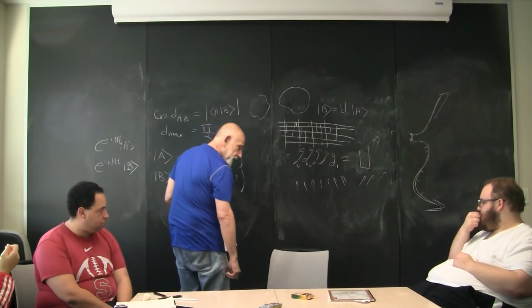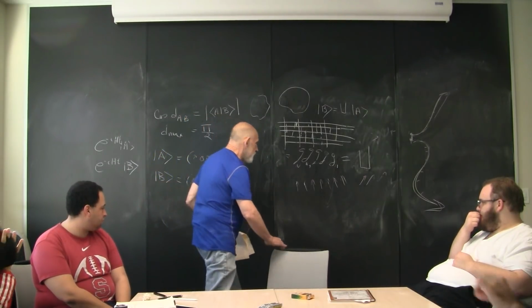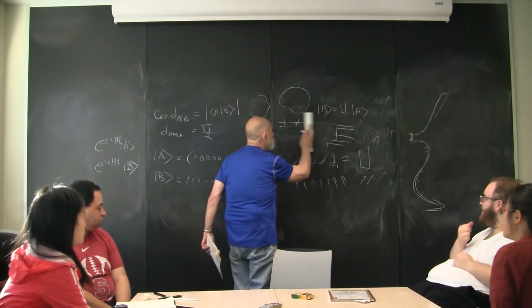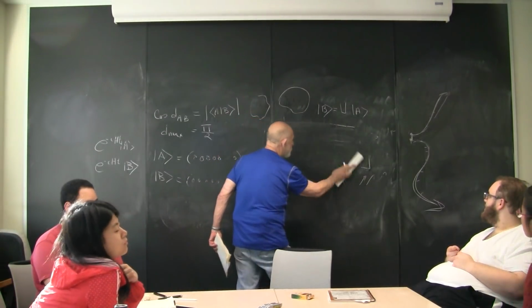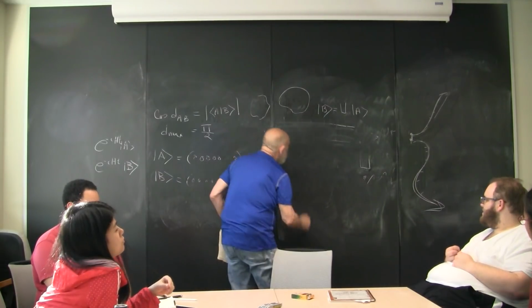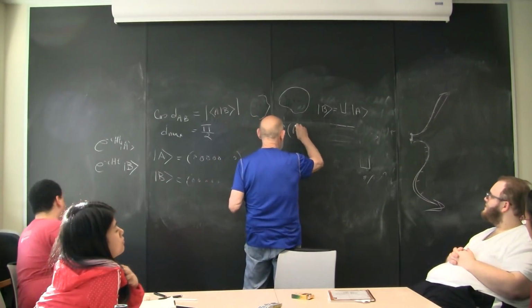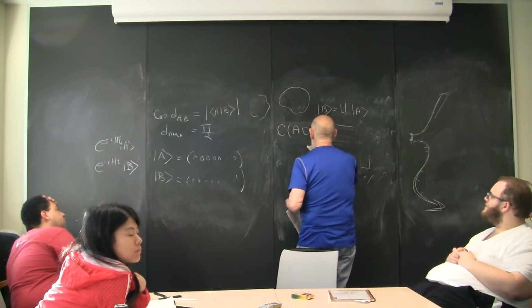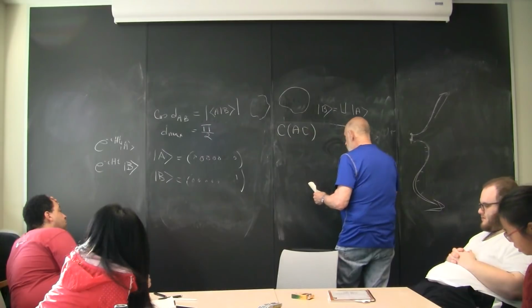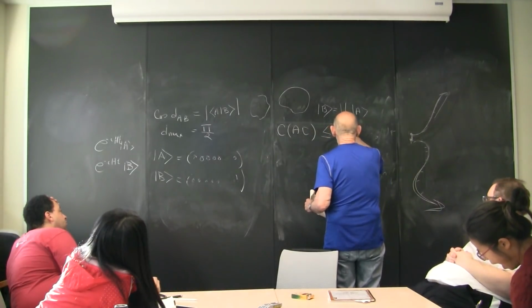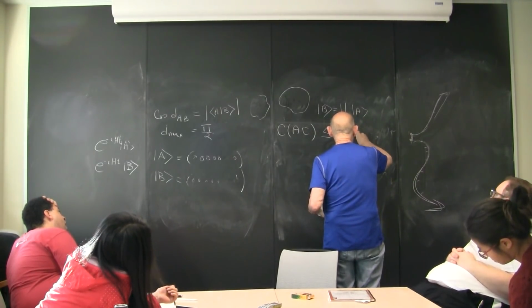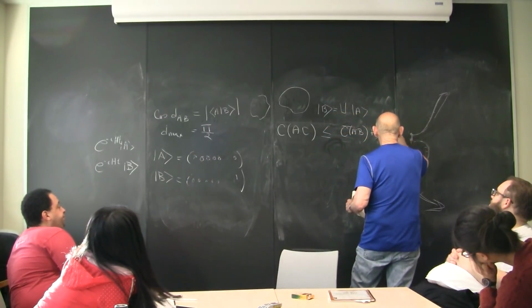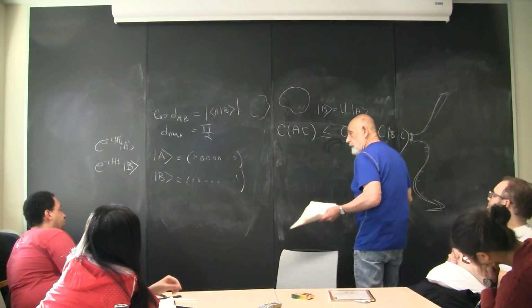Let's write it down and then just check that it's true. This one's actually a little bit interesting. It says that complexity, well, we could write distance per complexity, CAC is less than or equal to CAB plus CBC. Okay, so how do we check this?